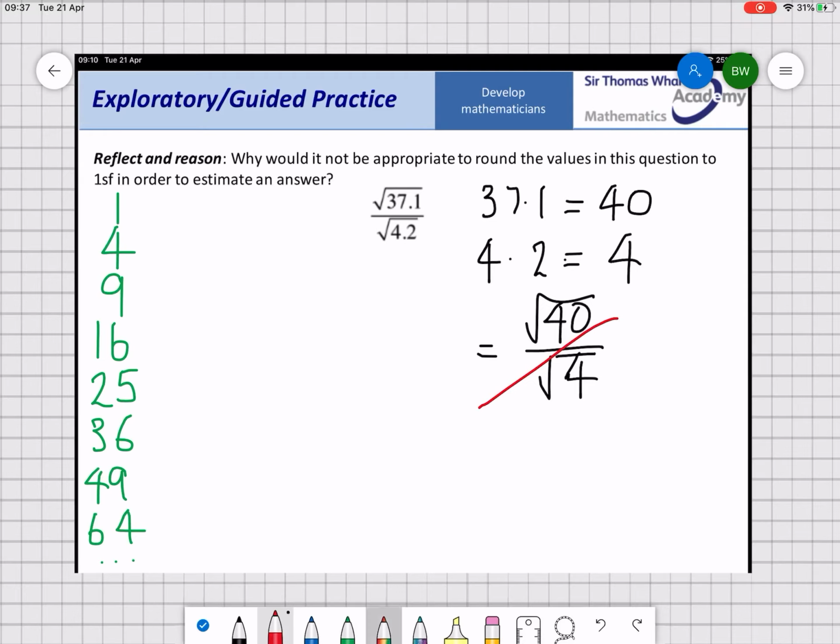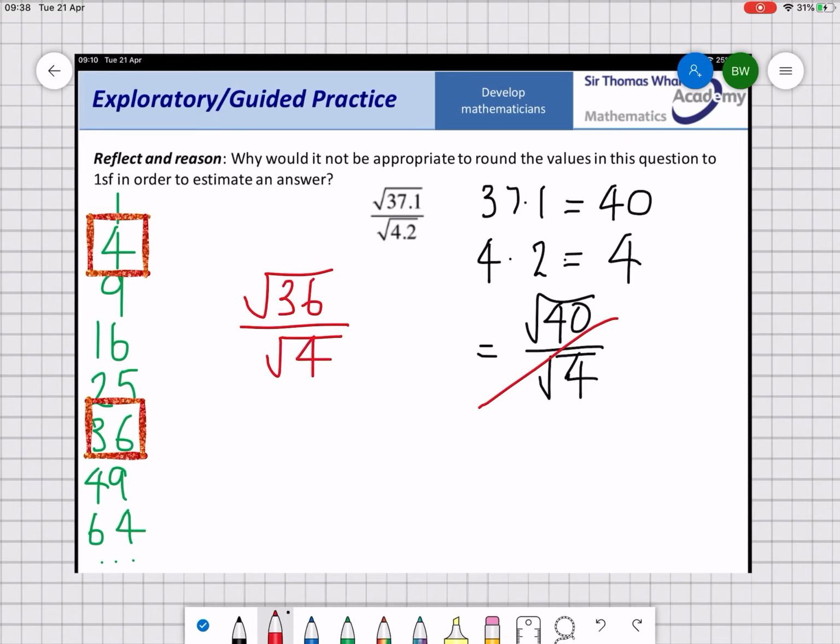So what we're actually going to try and do now is find the closest square number to 37.1, which in this case is 36. Okay, so I'm going to use square root of 36. Then again, square root of 4.2, well the closest square number here is 4, which actually is one significant figure, but we're looking for the closest square number. So I've got the square root of 36 divided by the square root of 4. Well, square root of 36 is 6, square root of 4 is 2, so 6 divided by 2, which gets me 3.